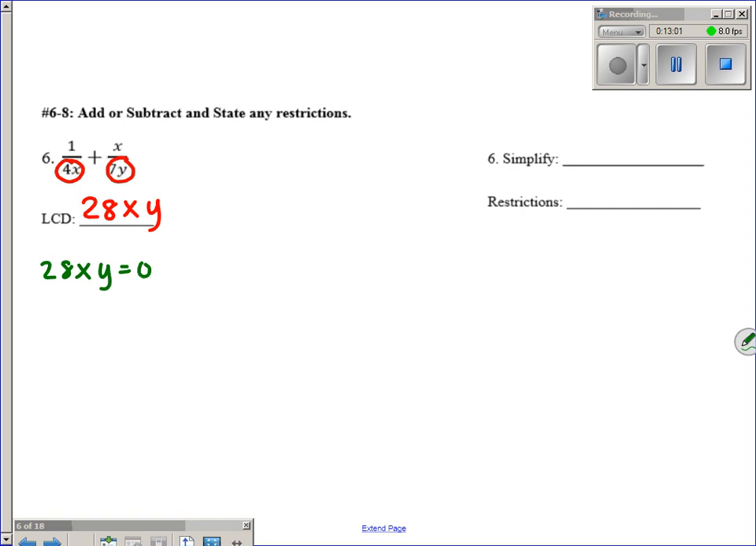And this is going to be kind of confusing on how to solve. So what might be easier is to think about this as all being multiplied, since it's 28x and y. If you think about it as it all being multiplied together, you know you're just solving for the x and the y for your restrictions. 28 does not have anything to solve for, so we know that our restrictions are just x cannot equal 0 and y cannot equal 0.